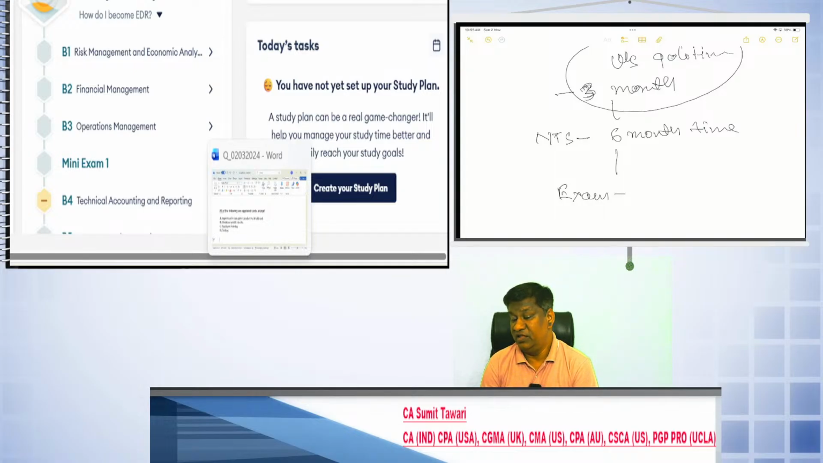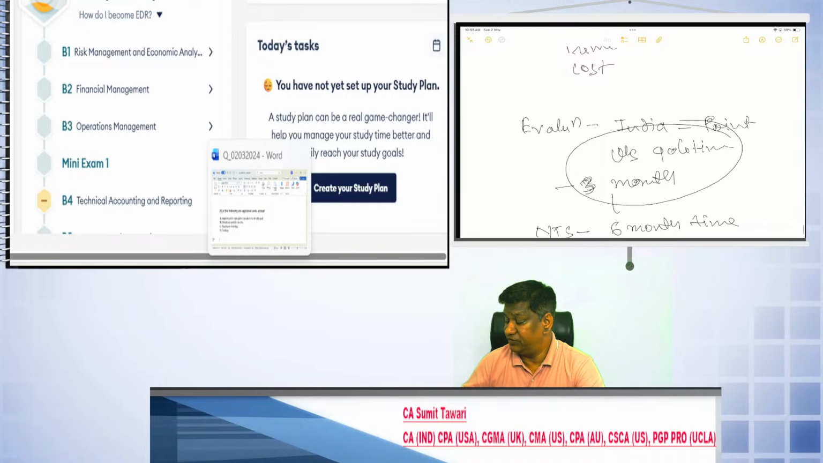Once this is done, then you can decide which paper you need to give, and accordingly for that paper only you need to get the NTS. Don't take the NTS for all the papers. If you take the NTS for all the papers, then you need to complete the entire CPA in a 6 month time. So that's why paper by paper you need to get the NTS, and then accordingly schedule for an examination.